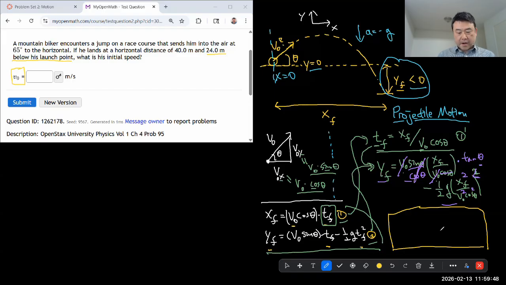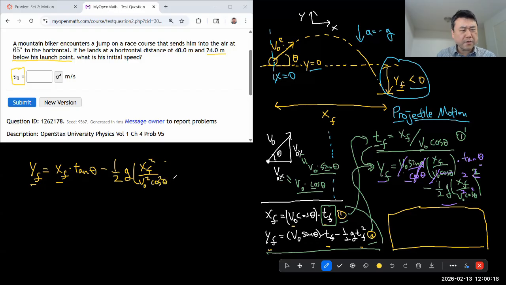So let me write a slightly cleaned up version of that one line of algebra. I have y final is equal to, a lot of things canceled out, and I'm left with x final times tangent theta. And I'm checking the units to make sure they match. That way I'm checking I didn't make any algebra mistake. Minus 1/2 g times x final squared over v naught squared cosine squared theta. Hopefully the units match.